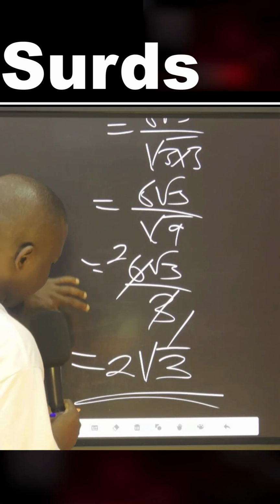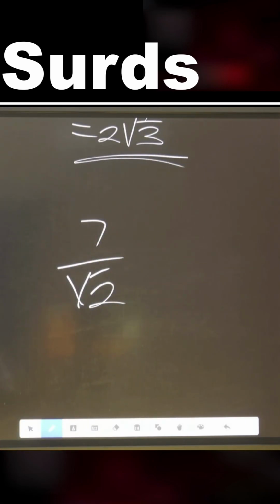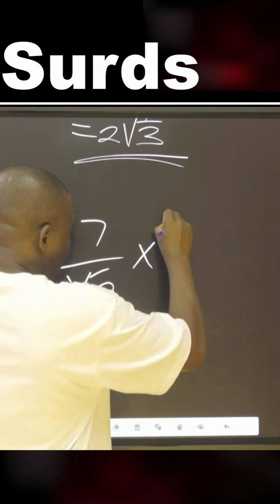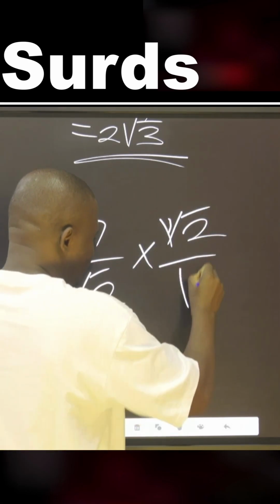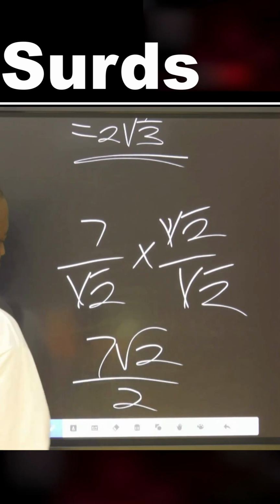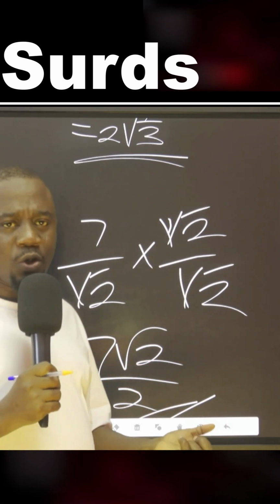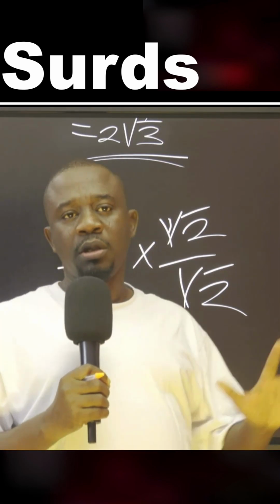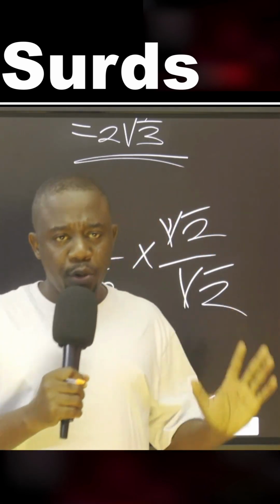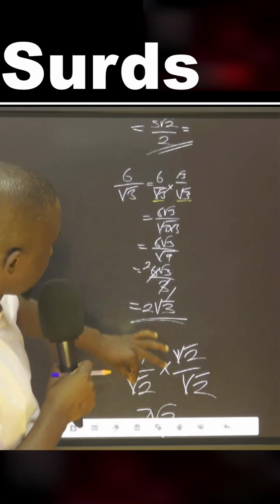Okay? Now let's also look at 7 over square root of 2. You agree with me? Just rationalize this. That is 7 square root of 2 over 2. You leave it like this. If you want to use a calculator to find this, you do that. So from now on, rationalizing the denominator will not be a problem for you for these simple surd questions. Okay?